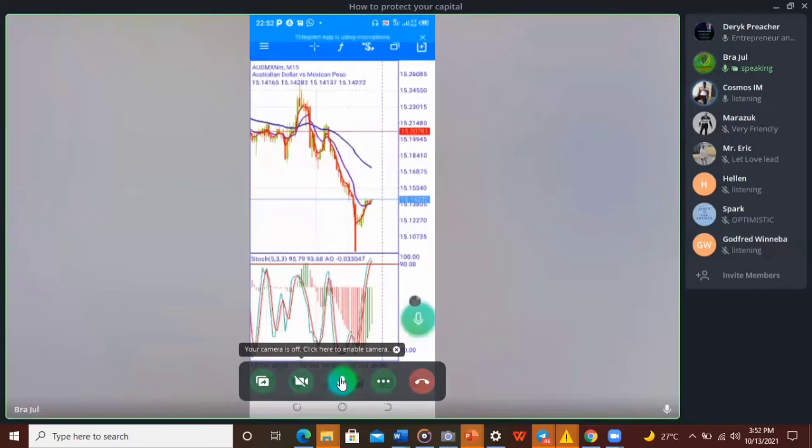So in a market like this, you don't risk your money at all. Don't worry yourself about entering the market when it is like this.